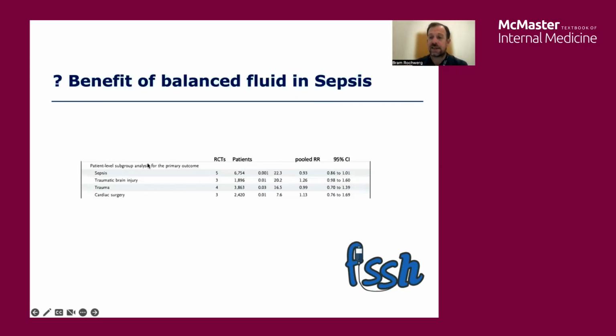They did do subgroup analysis as part of this systematic review, and you can see, again, a signal for harm with balanced crystalloid in those with TBI, a pooled point estimate of 1.26, suggesting worse survival in those that received balanced crystalloid, and hard to walk away from any of these other subgroups and say, really, there's an important difference. When you look at sepsis, a point estimate suggesting maybe benefit to balanced crystalloid, but the upper end of the confidence interval crosses 1.